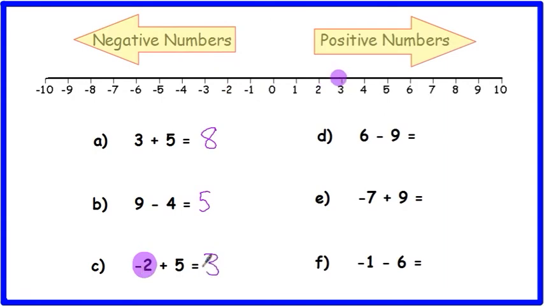Now if you continue that, starting at 6, taking away 9, you'll go to -3. -7, add 9. 1, 2, 3, 4, 5, 6, 7, 8, 9 is 2. And finally, -1, take away 6 is -7. So that would be how you do that in primary school.